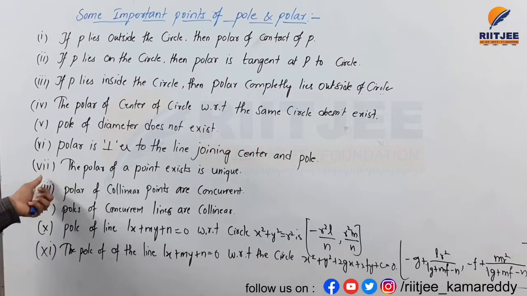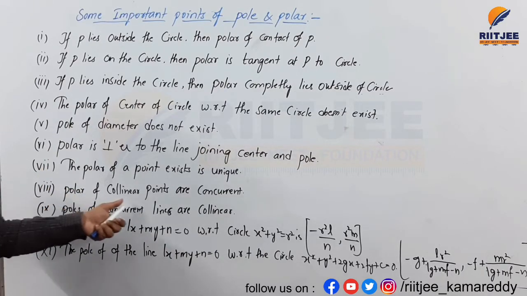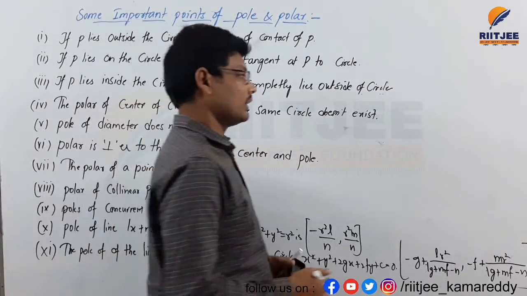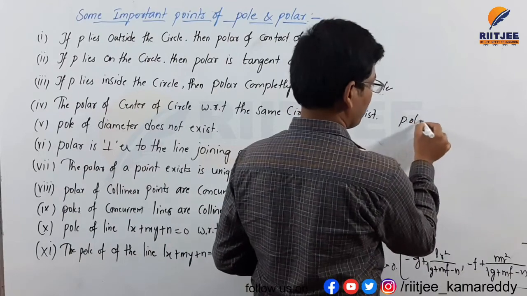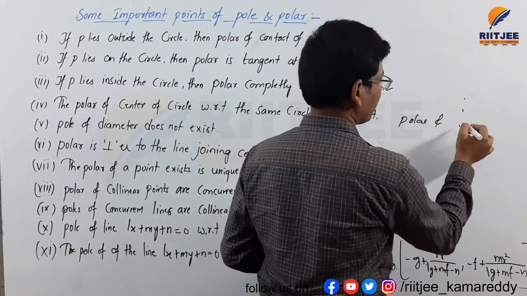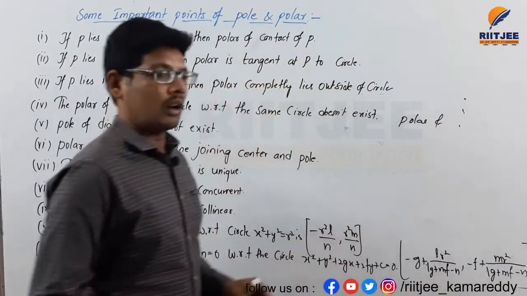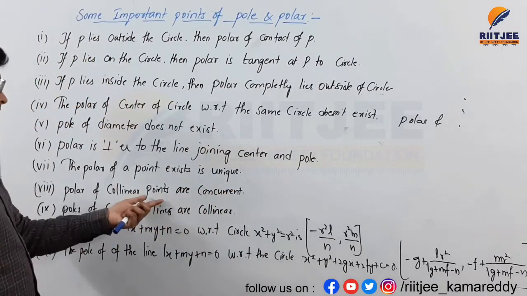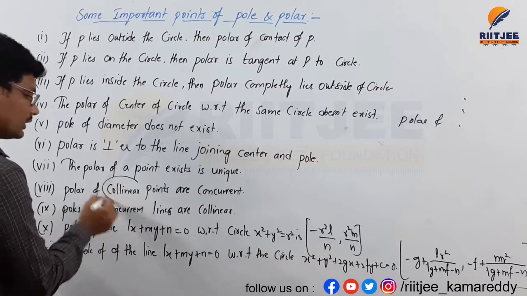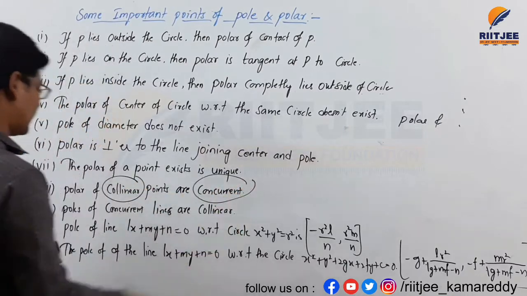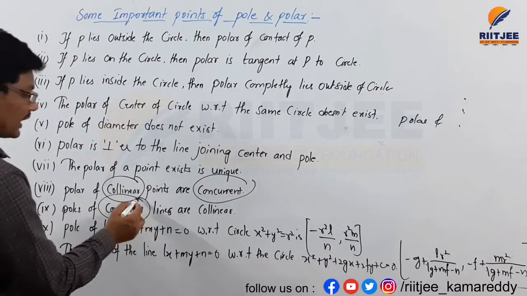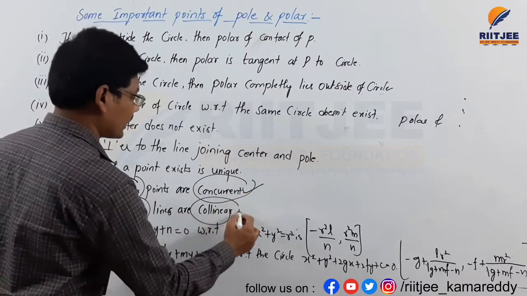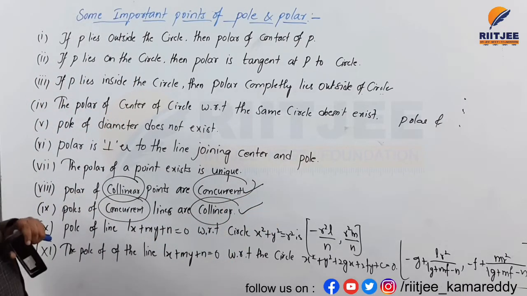This is point number 7. The polars of collinear points are concurrent. Points which lie on the same line are called collinear. Polars of collinear points are concurrent, as well as the poles of concurrent lines are collinear. These two points are about concurrency and collinearity.